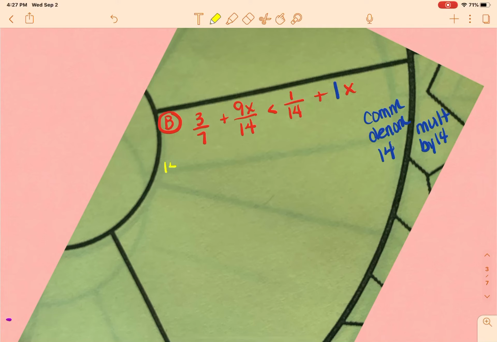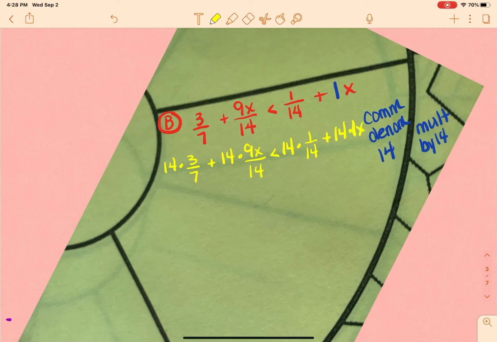So I'm going to do 14 times 3 over 7 plus 14 times 9x over 14, less than 14 times 1 over 14 plus 14 times 1x. So now I'm going to go through and start to cancel these out. Remember, the whole idea is to get rid of the fractions. So I'm going to look at just the number part.